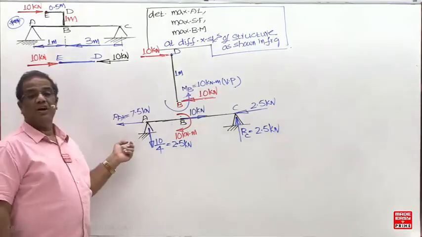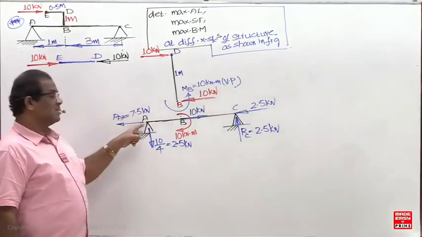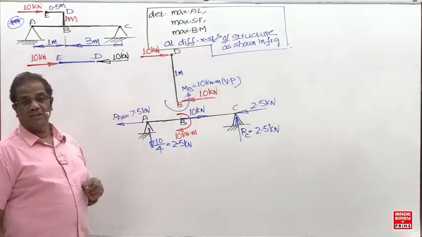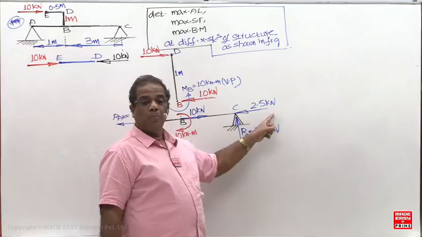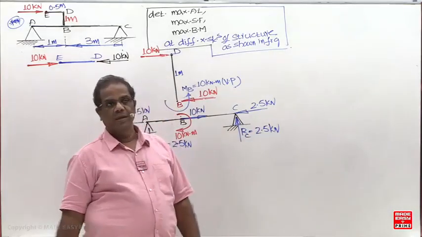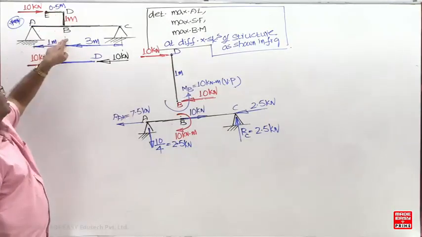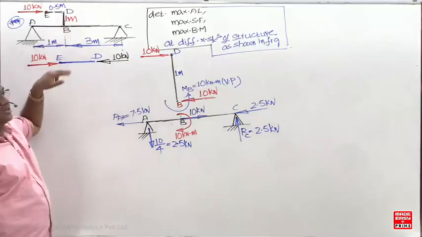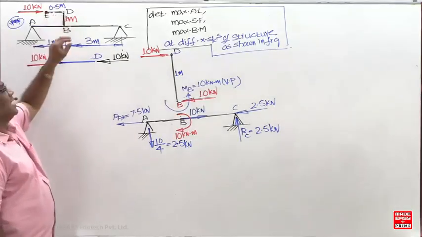A is also a junction or non-junction? Non-junction. One axial load due to horizontal reaction, 7.5. One shear force due to vertical reaction, minus 2.5. And at C, once again, one axial load, 2.5 compressive. And what is the shear force? Minus 2.5. Here, how many junctions are in this question now? D is also a junction, B is also a junction. D is the junction of how many members now? D is the junction of DE and BD.